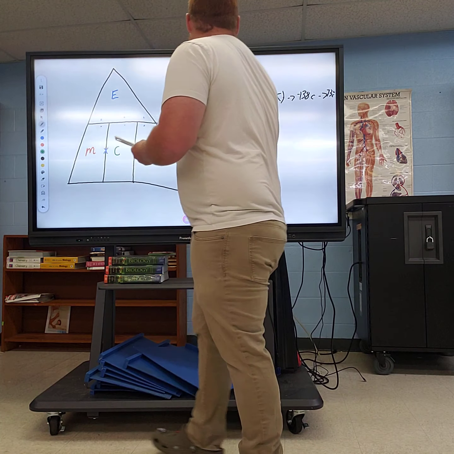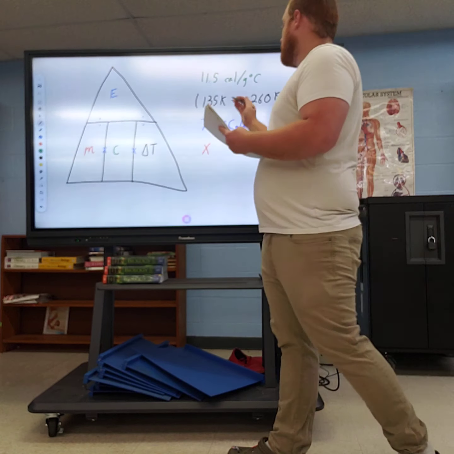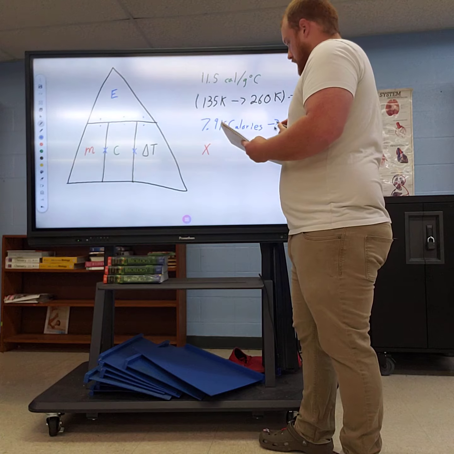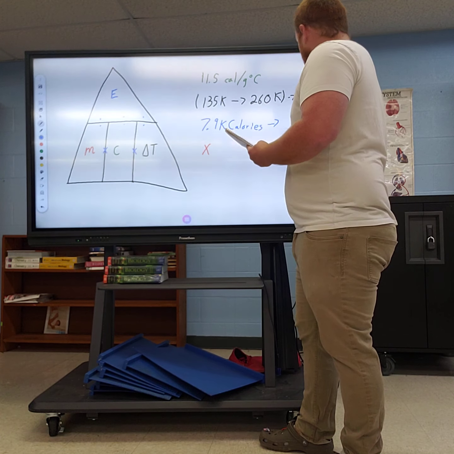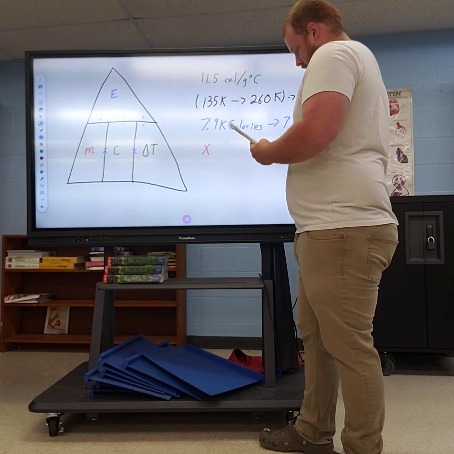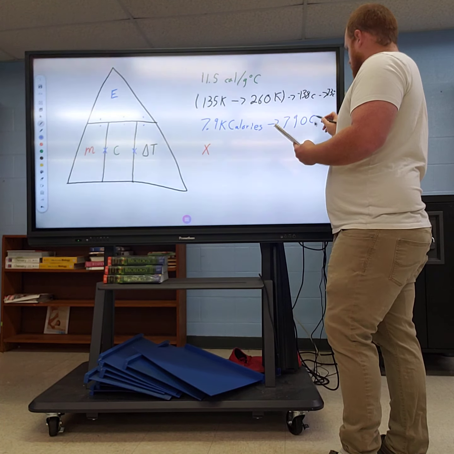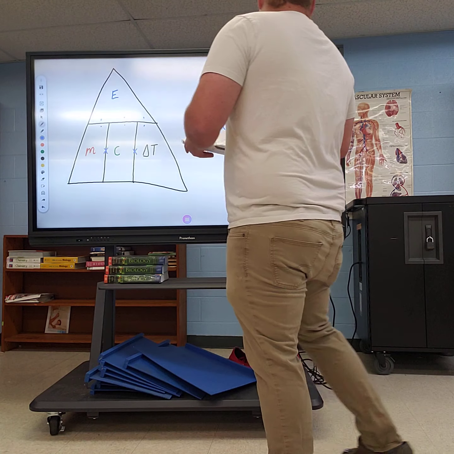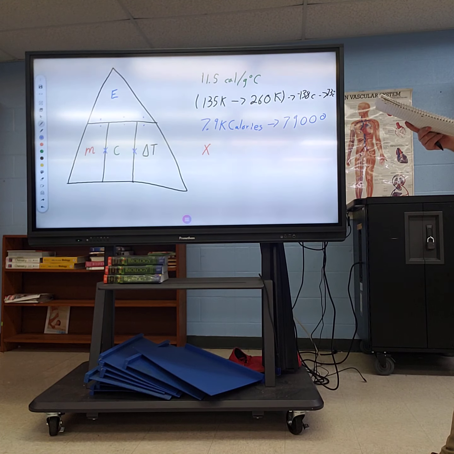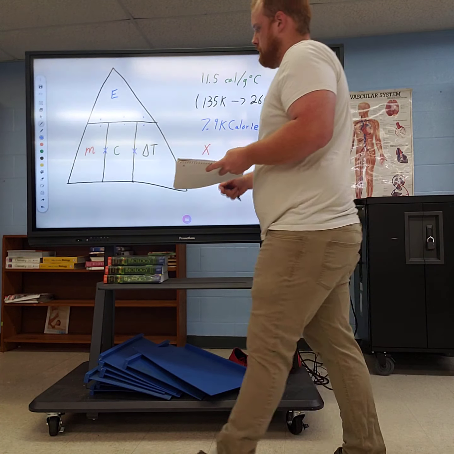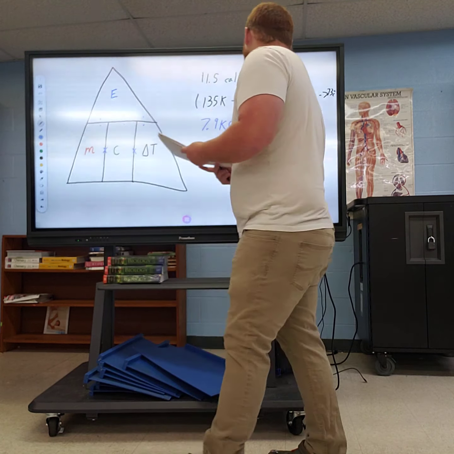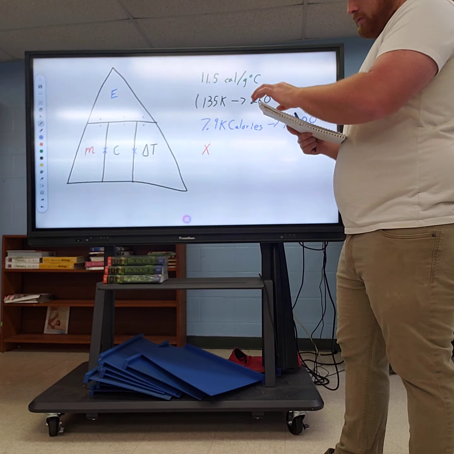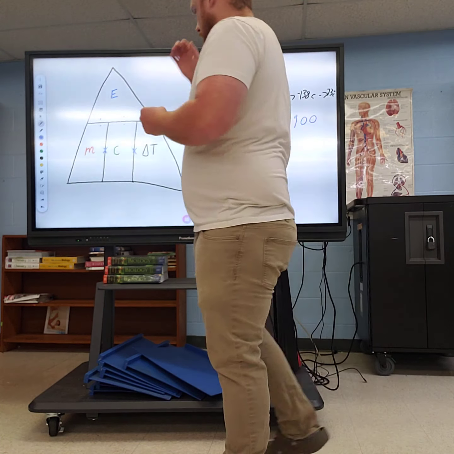All right, so we've got that converted over. We need to change kilocalories into calories. That one's pretty easy. You need 1,000 calories to make 1 kilocalorie, which means that we end up with 7,900. All right, so past that point, we can start plugging things in.